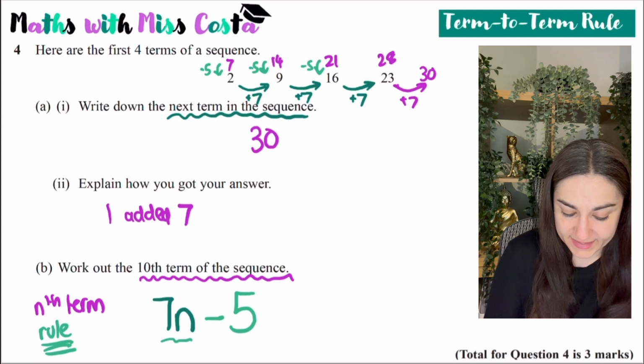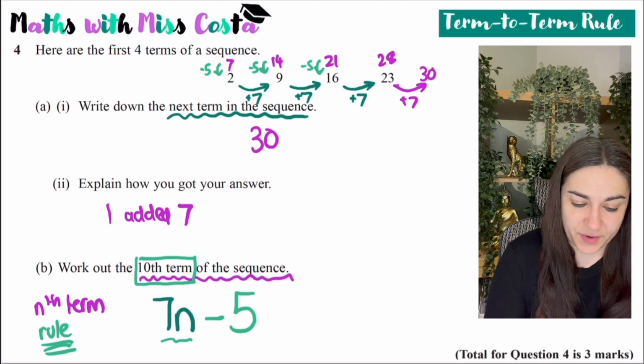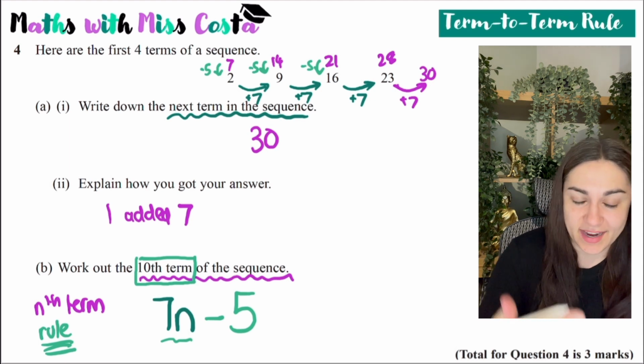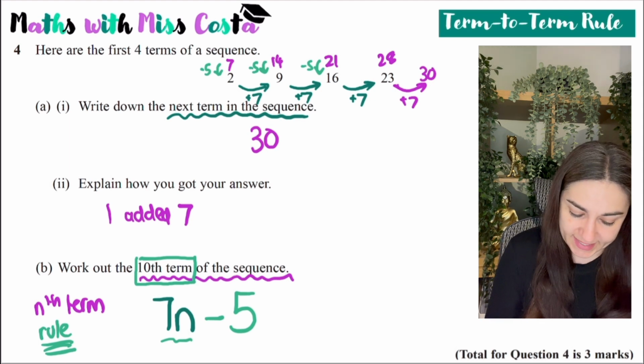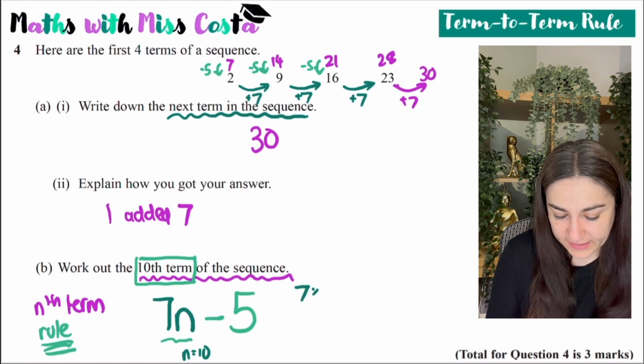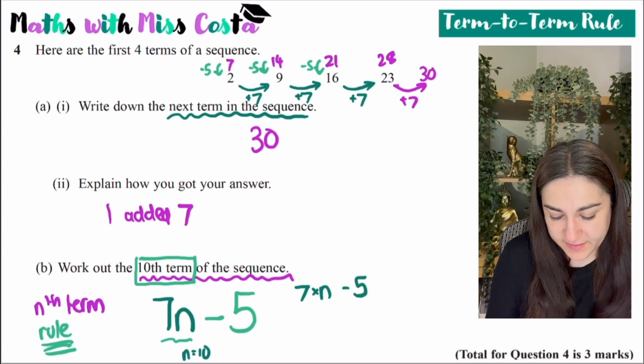and we can use the rule of the sequence to work out a given term. So in this case, it's telling us to work out the 10th term of the sequence. So n represents the position in the sequence. So if it's the first, second, third, fourth. So in this case, n is 10, because I'm trying to find the 10th term. So 7n, what does that mean? It means 7 times by n. And then I'm going to take 5.